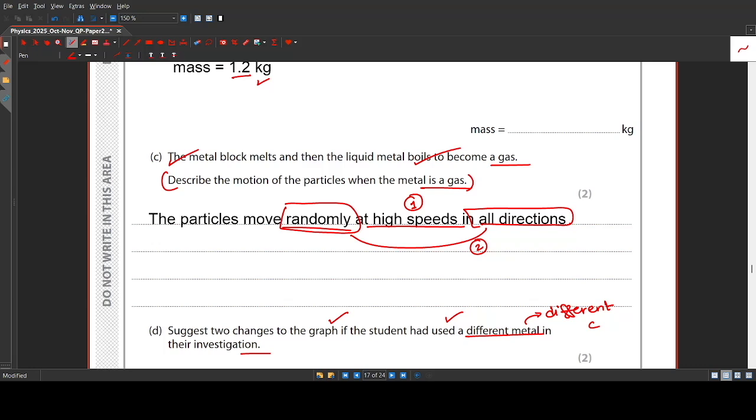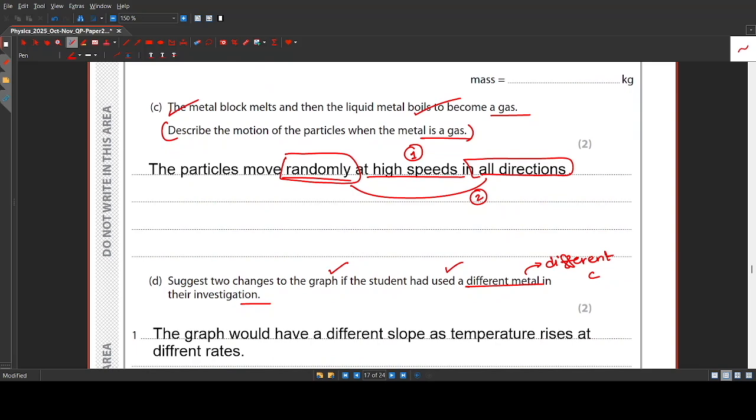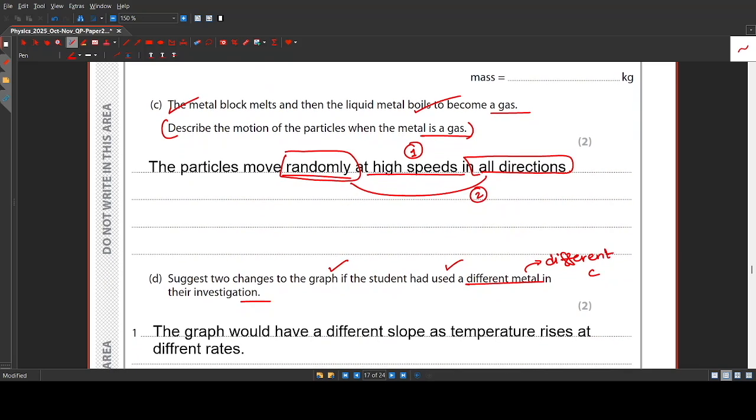So if objects have got different specific heat capacities, that basically means that in order to raise the temperature of 1 kg of that particular substance by 1 degree Celsius, you will have to provide different amounts of heat energy. And hence, the increase of temperatures would be different as well. So the first point would be the graph would have a different slope as temperature rises at different rates.